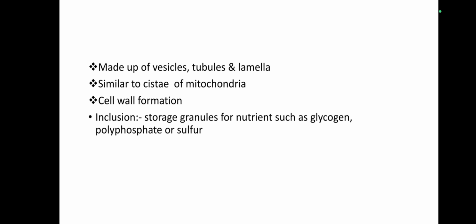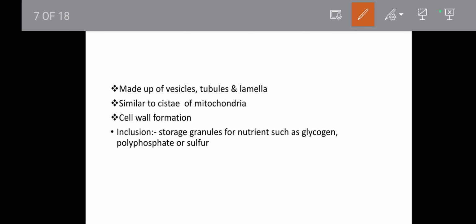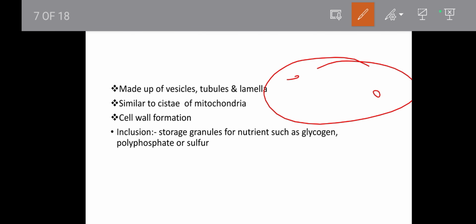The other structures present in the bacteria are inclusions. So these inclusions are storage granules, small granules which are present inside the bacteria. These storage granules contain nutrients such as glycogen, polyphosphate or sulfur.